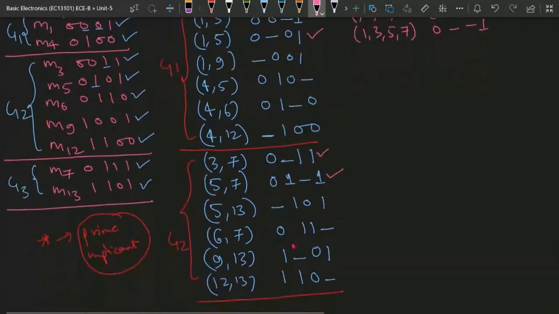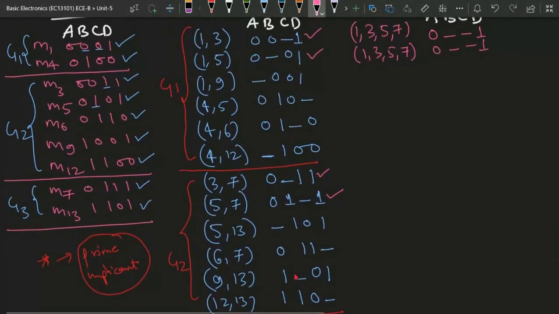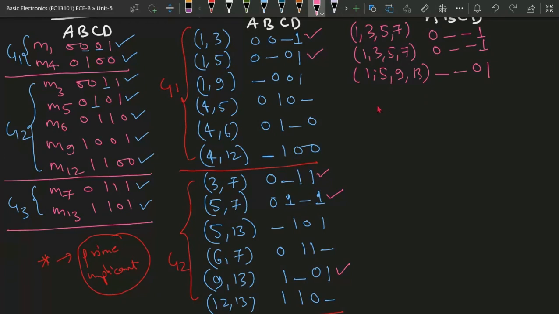Next, we will be comparing it with this one, 9 and 13. You can just see it is 1 and this is 0. This is dash, this is 0 1. So only one bit is changing. So we will be comparing it here like 1 5 9 and 13. 9 and 13 are grouped with 1 5. So it is dash dash 0 1.